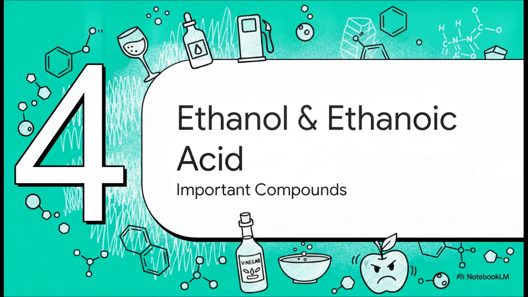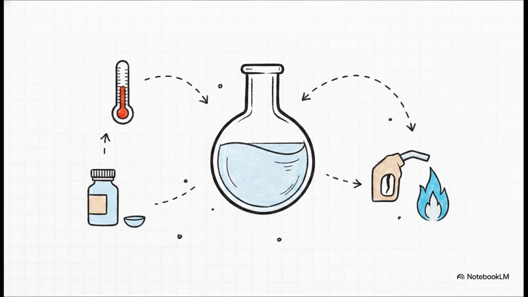Finally, section 4. Let's shine a spotlight on two very important chemicals, ethanol and ethanoic acid. I guarantee you've encountered both of these in your house without even realizing the chemistry behind them. Let's talk about ethanol first. It's a highly versatile, totally colorless liquid at room temperature, and it boils at 78 degrees Celsius. What's amazing is that it's perfectly soluble in water in absolutely all proportions.